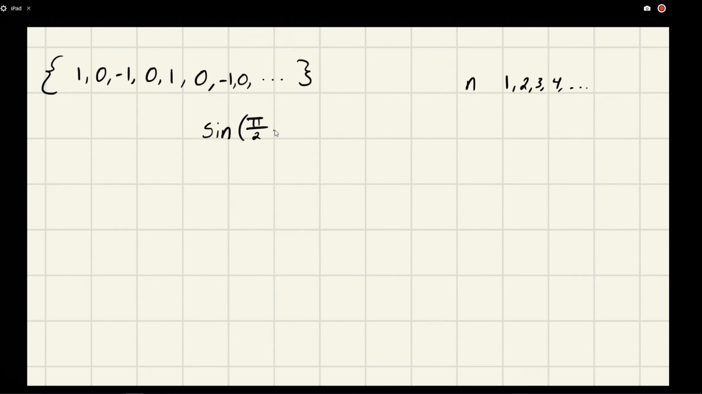So it's really n pi's over 2. Because we'd start at 1, and that would give us our first pi over 2, then 2 pi's over 2, then 3 pi over 2. And around and around and around we go. So this one, we could have sine.